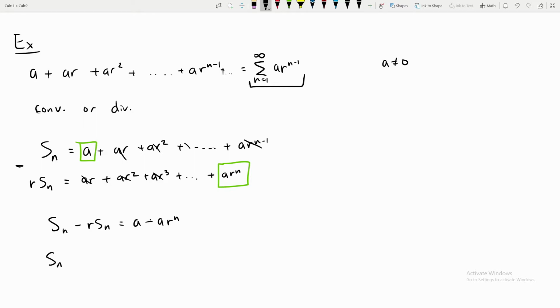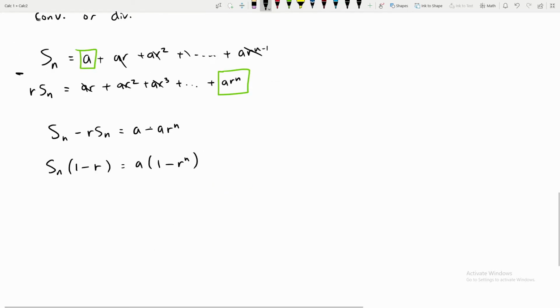And since we're solving for S of n, I'm going to factor out S of n to isolate for it. And then on the right side, I'm going to factor out a. Now I want to solve for S of n, so that's going to equal a times (1 minus r^n) over (1 minus r).